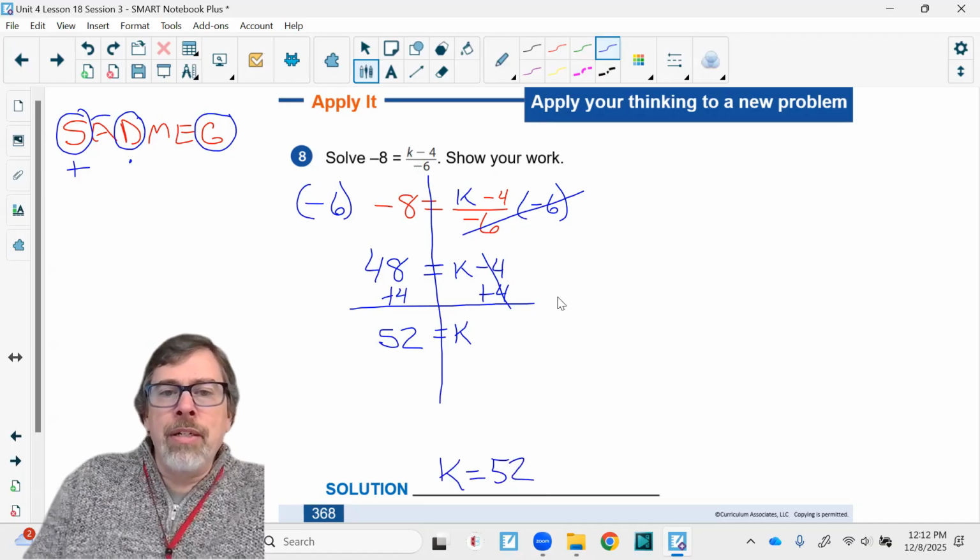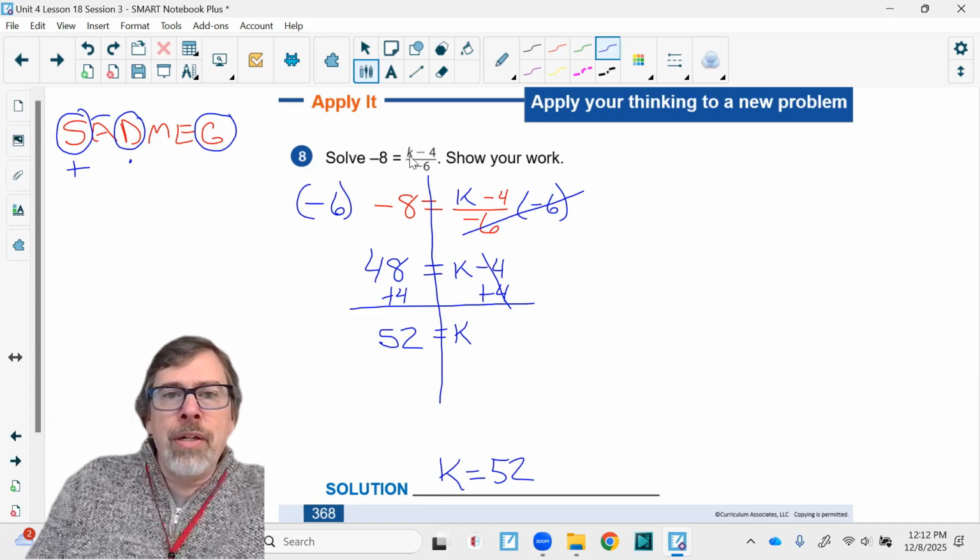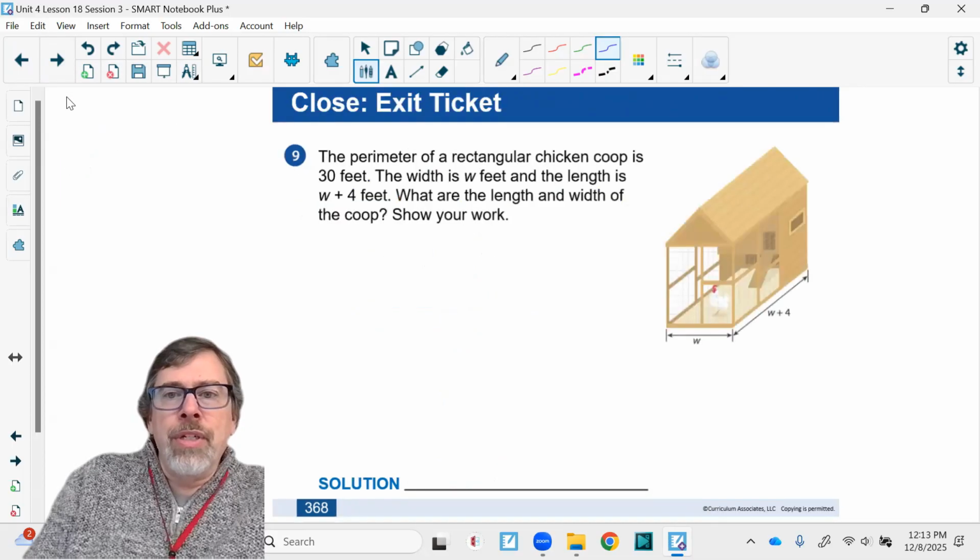Now, how do I know it is? Well, I've already done this 3 times in class, but if you take this 52 and plug it in here, you should always check. 52 minus 4 is 48. A positive 48 divided by a negative 6 is a negative 8. It checks. Closing exit ticket.